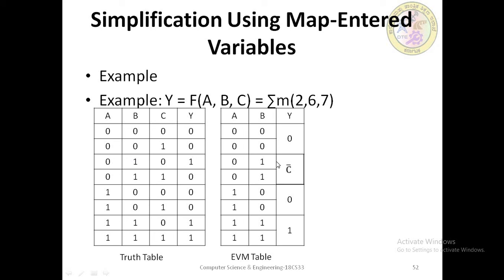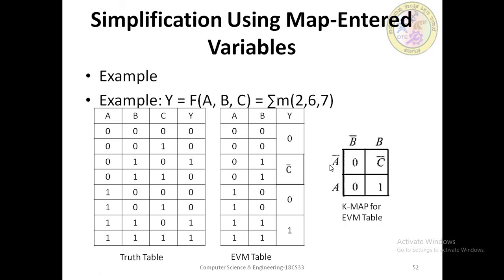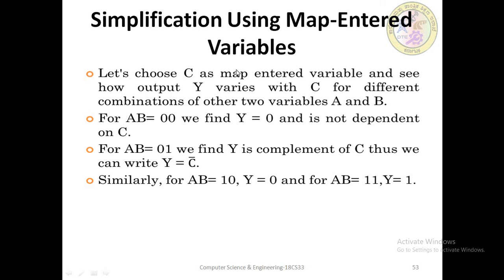Here, 0 1 0 1, you can see these things are common, and we are trying to express it. These are complements of each other. Let's see how C can be entered as the variable. For AB equal to 00, Y equal to 0, it's not dependent on C, right?